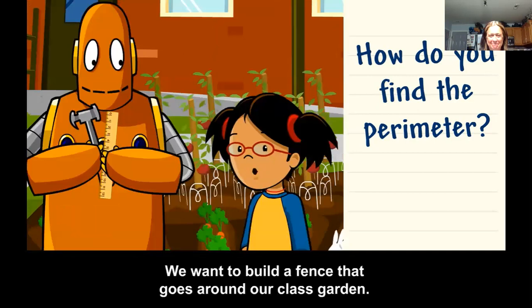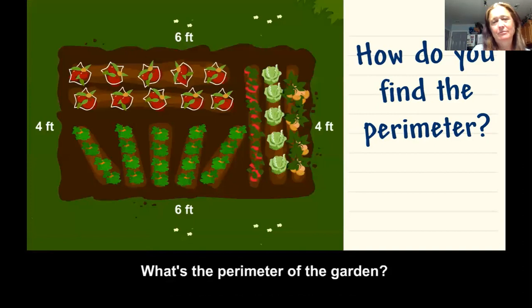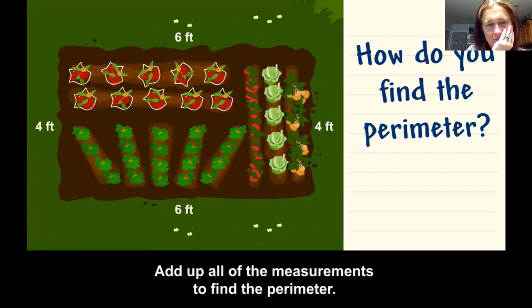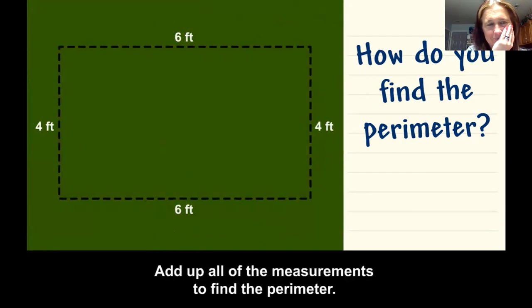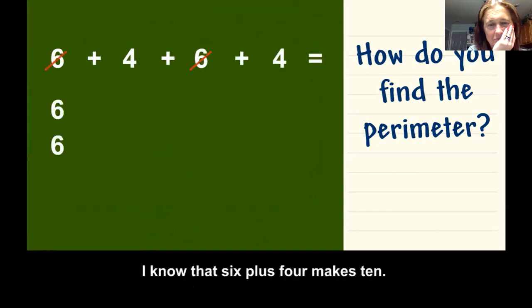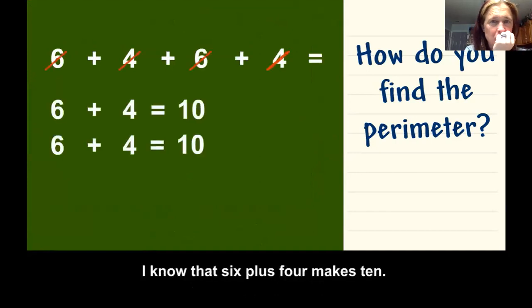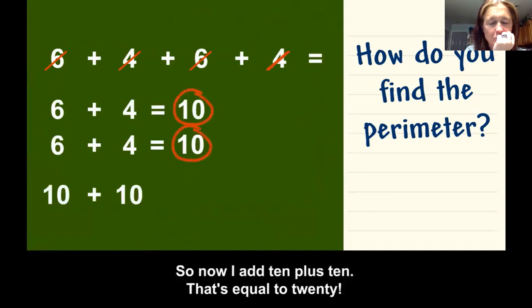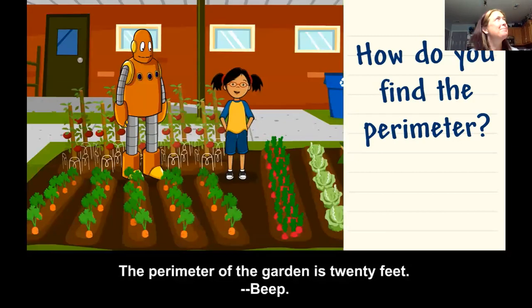We want to build a fence that goes around our class garden. What's the perimeter of the garden? I know our class garden is 6 feet wide and 4 feet long. Add up all of the measurements to find the perimeter. 6 plus 4 plus 6 plus 4. I know that 6 plus 4 makes 10. So now I add 10 plus 10. That's equal to 20. The perimeter of the garden is 20 feet.